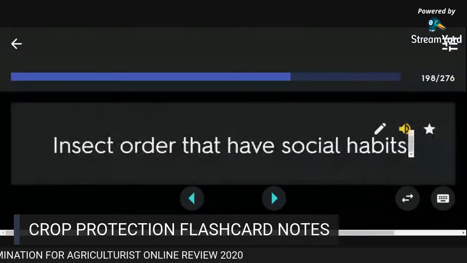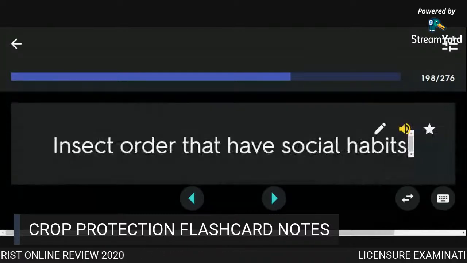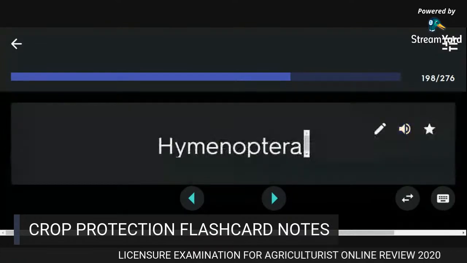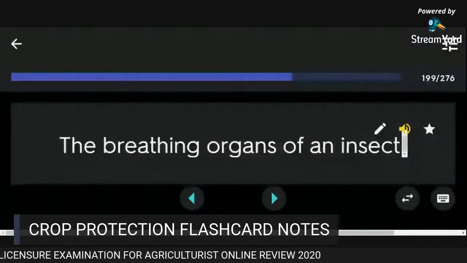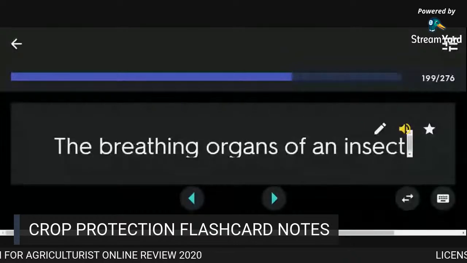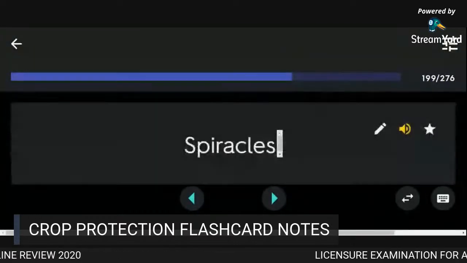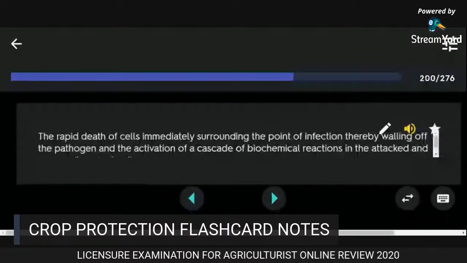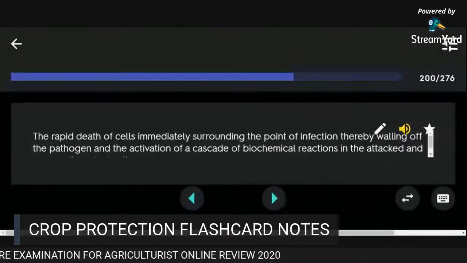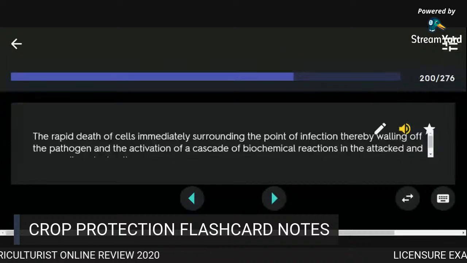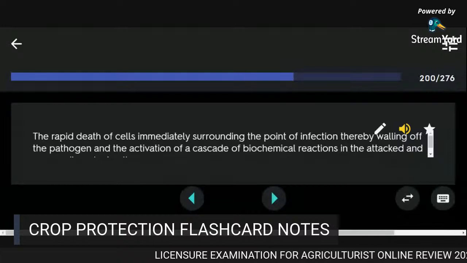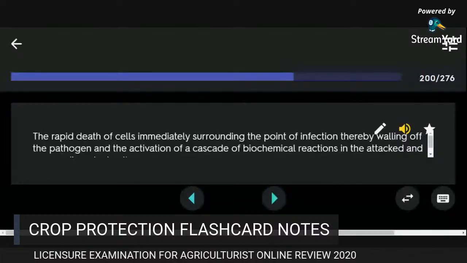Insect order that have social habits: Hymenoptera. The breathing organs of an insect: spiracles. The rapid death of cells immediately surrounding the point of infection, thereby walling off the pathogen and the activation of a cascade of biochemical reactions in the attacked and surrounding plant cells: hypersensitive response.